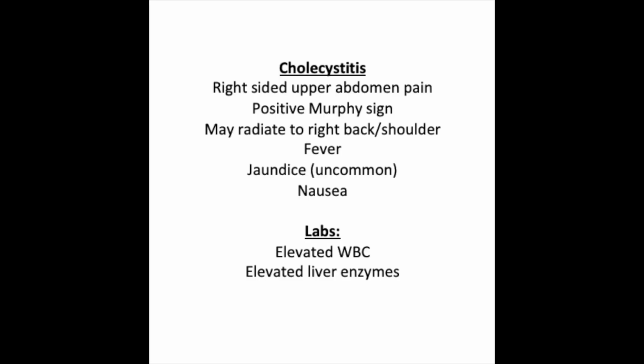Let's look at the list again and cross off another one from the list, and that would be cholecystitis. Often with cholecystitis, there is right-sided upper abdominal pain. There's also a positive Murphy sign. The pain may radiate to the right shoulder back area. These individuals may have fever and sometimes jaundice, although that is uncommon, and also nausea as well. As far as labs, they often have elevated WBCs and elevated liver enzymes.